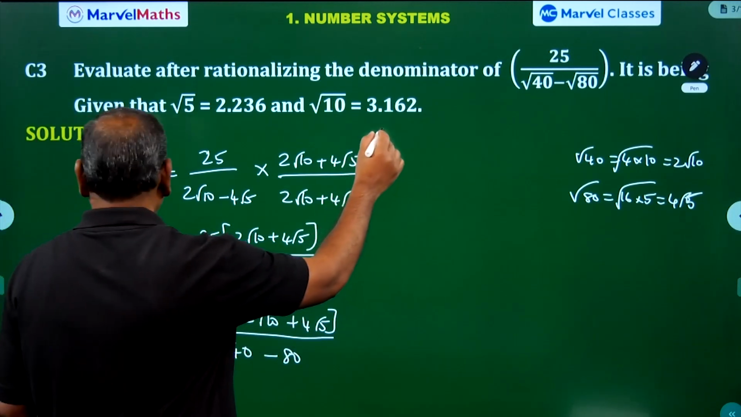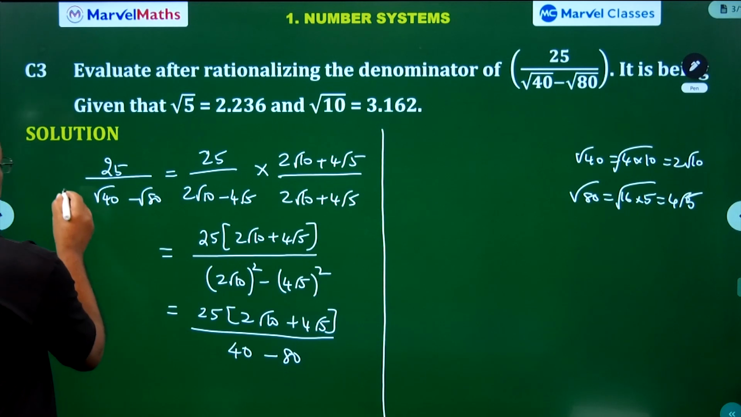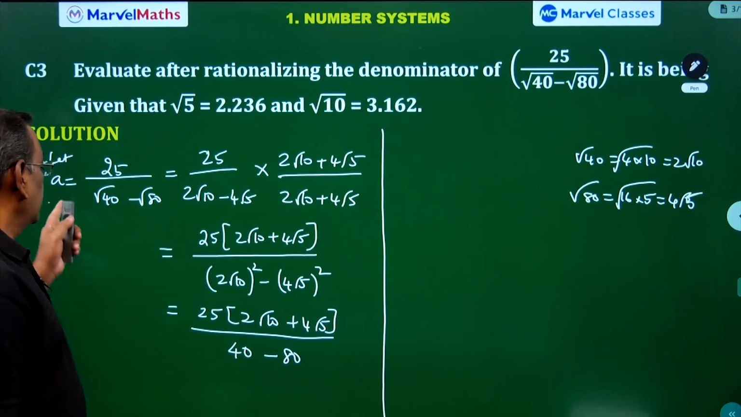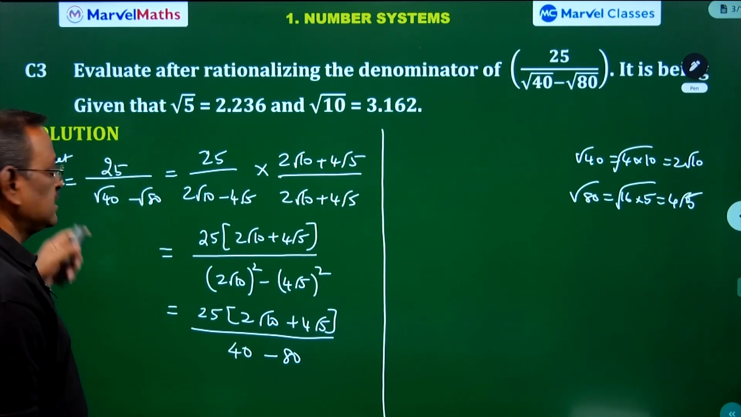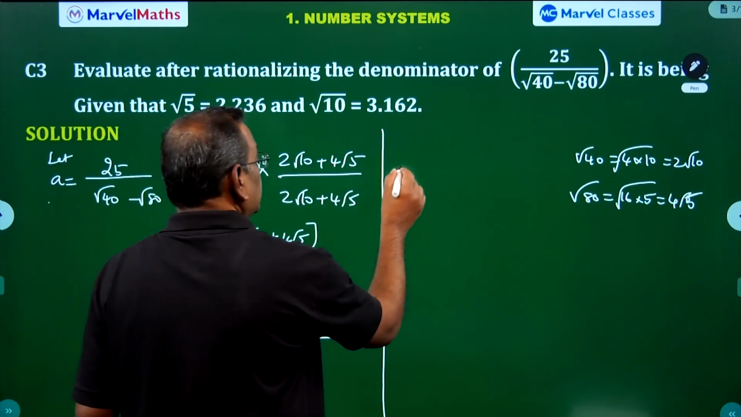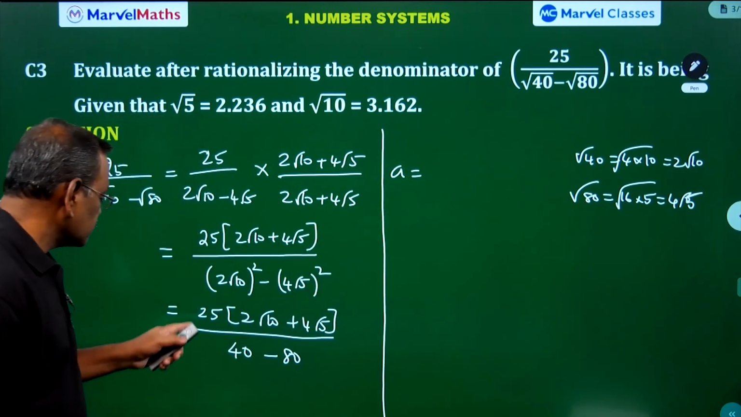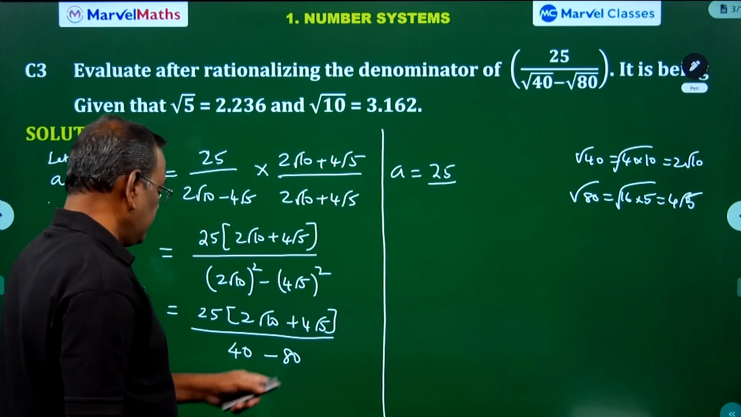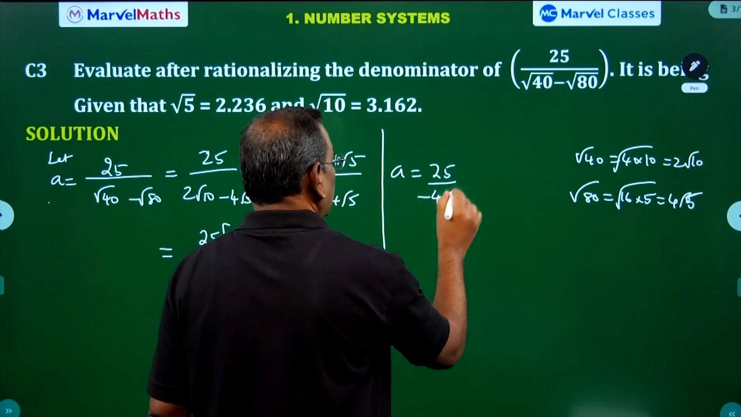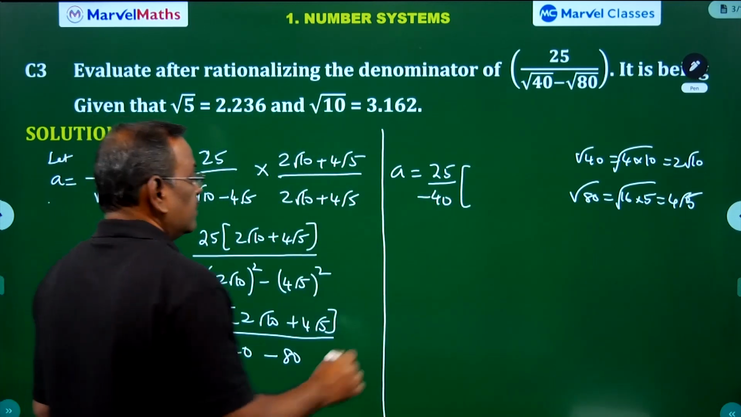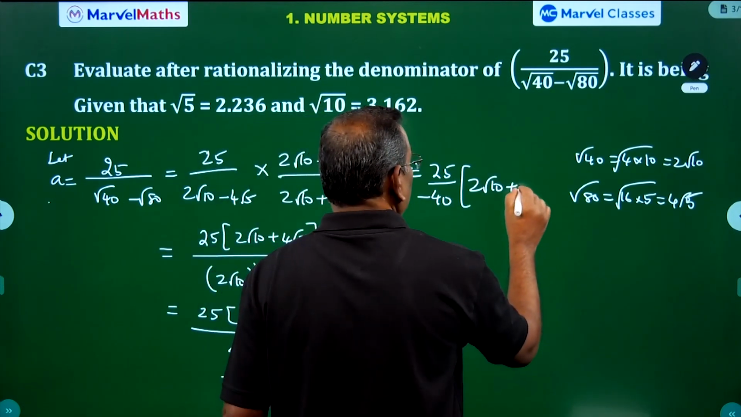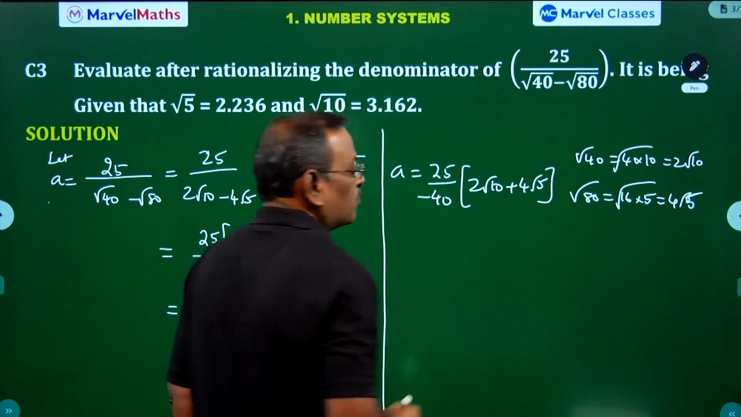16 into 5, 80. So, I'll always assume let A equal to this. What is the advantage of this assumption? Wherever you start at a new place, you need not write this big expression, just use this alphabet. Okay. Therefore, what is A equal to? A equal to 25 by 40 minus 80, that is minus 40, into 2 root 10 plus 4 root 5. Clear?